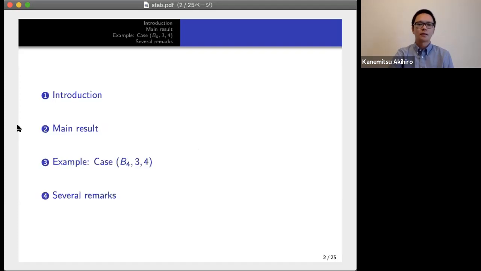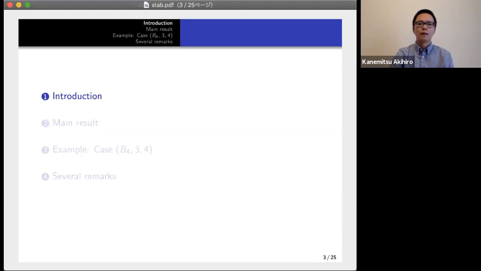Okay, and this is the plan for my talk. In the first section, I will present an introduction about stability of tangent bundles. Then in the next section, I will state the main result of this talk. And in the third section, I will explain the main result by introducing one example, the case of B434, which I will later explain. And then finally, I'm going to give some remarks about the problem and the main result.